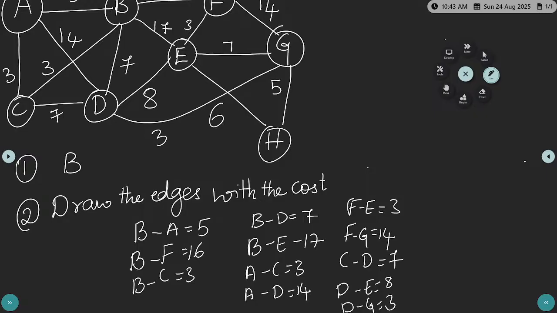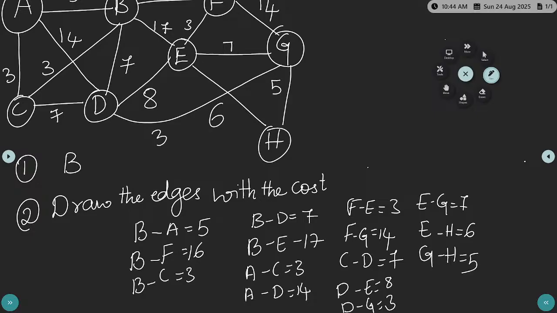Next go to C. C to D is completed, C to A is completed, B is completed. Close. Next go to D. D to C, D to E, D to G is completed. Next E. E to F is completed. E to G is completed. Sorry, E to G is 7. Next E to H is 6. Next one. G to F is done. G to H is there. G to H is 5.